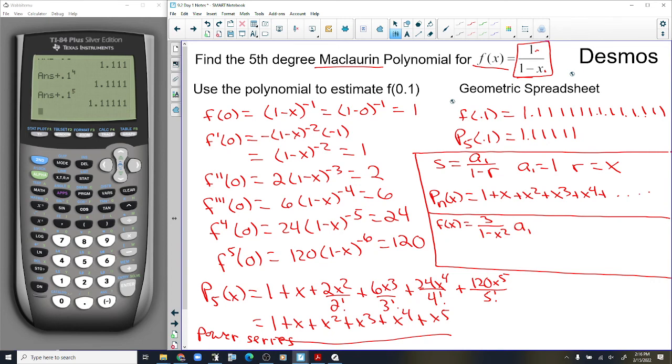Because a sub 1 is 3, r is x squared. So p sub n of x for this one, however many you want, that's why I'm writing n. How many do you want? Is equal to 3 plus 3x squared plus 3x to the fourth plus 3x to the sixth plus keep on going. Not necessary to do all those derivatives if all they're giving me is a geometric formula. Then we get into interval of convergence and all kinds of stuff. So we'll go on and on with that one. That's later.